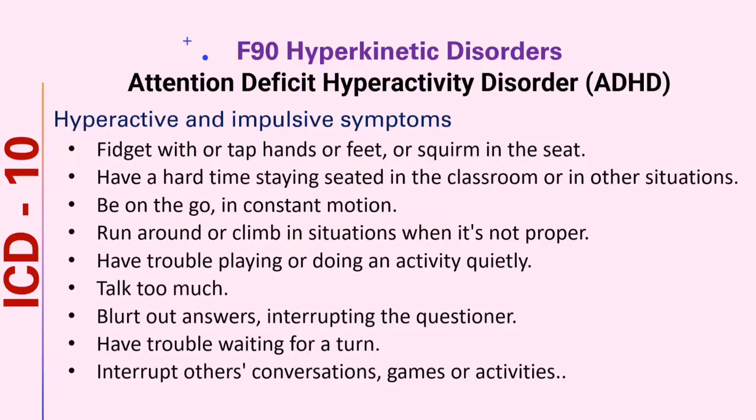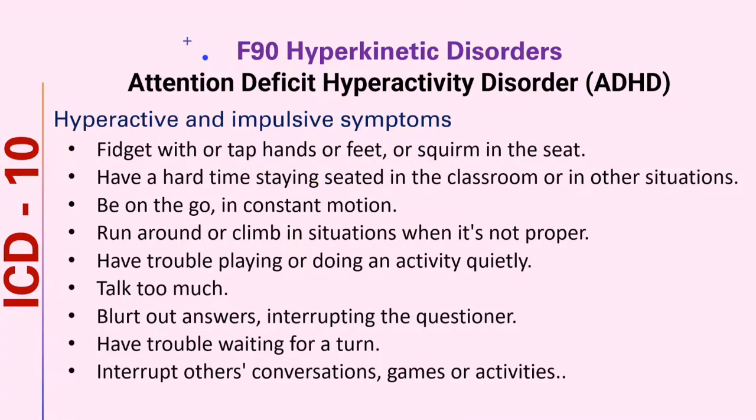They have trouble playing or doing an activity quietly. They will make lots of noise and cannot play or do activities silently. They will talk too much and blurt out answers. Blurting out answers means that before listening to the whole question, they will give the answer while the question is not complete, interrupting the questioner. They have trouble waiting for a turn.